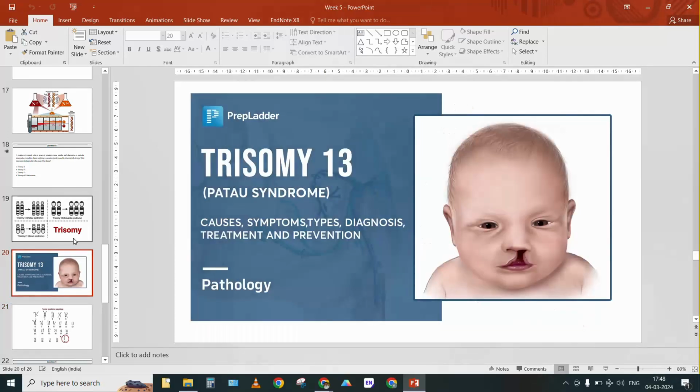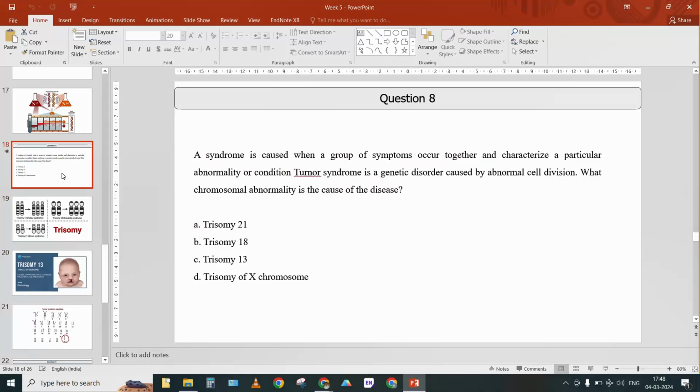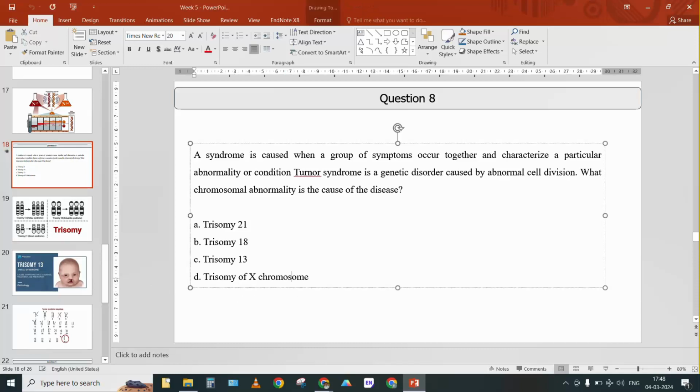Moving to the possible options, option D, trisomy of X chromosome. Let me tell you what trisomy of X chromosome is. It refers to a genetic condition in which an individual has an extra X chromosome in the typical pair. In humans, females typically have two X chromosomes and males have one X and one Y chromosome. A normal human usually has 23 pairs of chromosomes with two sex chromosomes that determine sex and 44 autosomal chromosomes which are responsible for growth and functions.